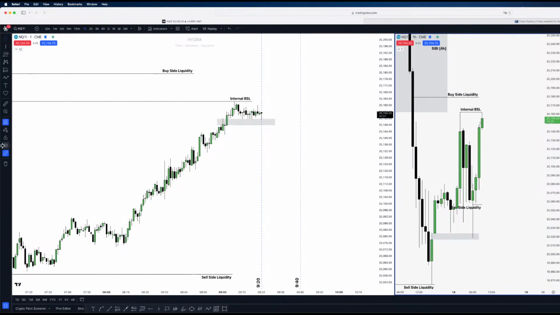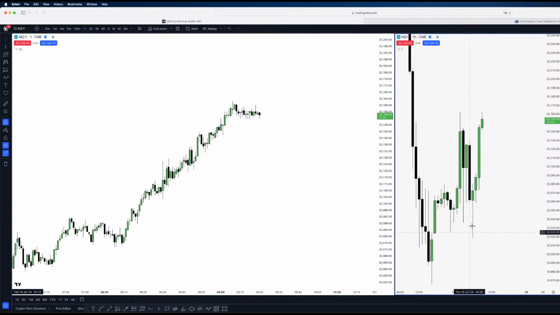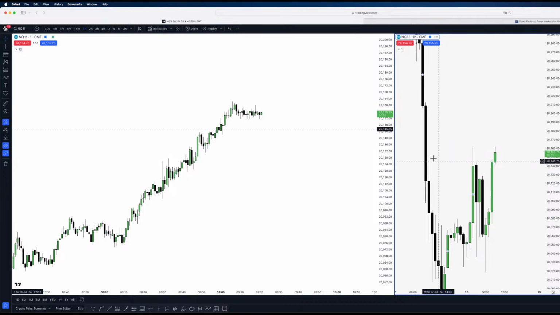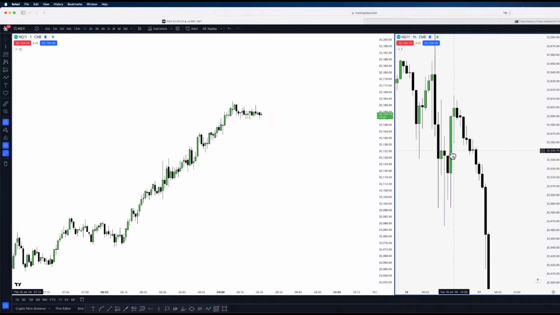Like here, let me hide my drawings. See that, where the body closed, and after that we had an aggressive delivery. The higher the body closes, the more aggressive, better low resistance delivery we're gonna see. Look at this PDA, body closed below, aggressive delivery towards sell side. Very simple theory.